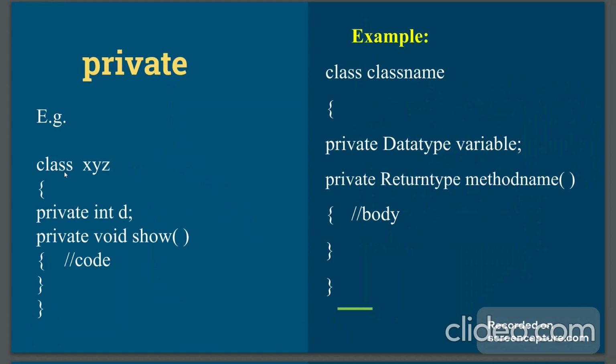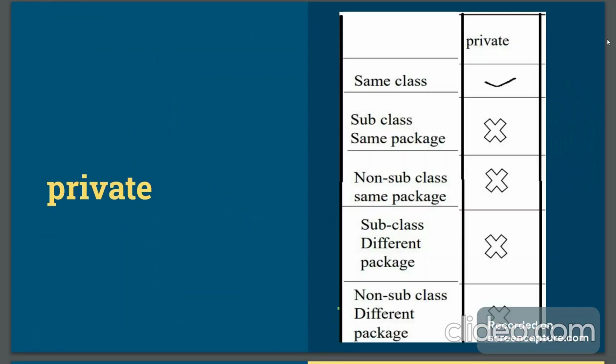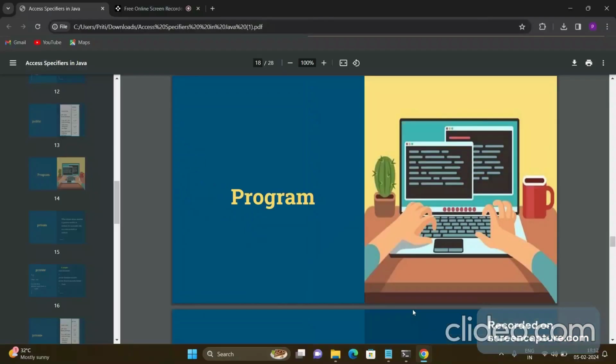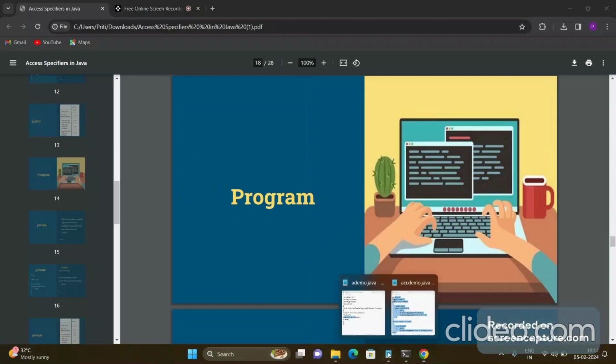Suppose now in this xyz class, this d variable is declared as private and the show method is declared as private. This private variable is accessible only in the class in which it is declared. It is not available to its derived class, or to a non-derived class in the same package, and obviously it will not be used in a derived class in a different package or a non-derived class in a different package. Nowhere. Let's see the implementation of the private access specifier.